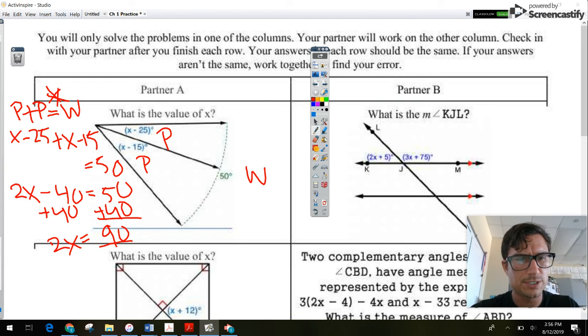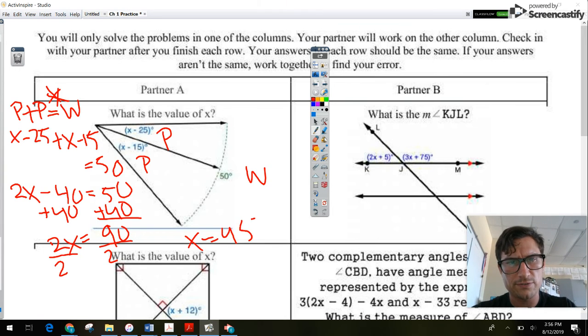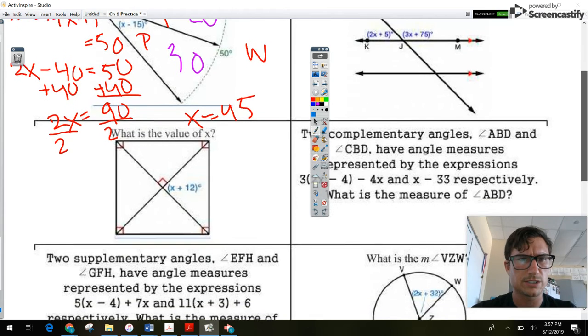Anytime you want to undo in algebra, you do the opposite, multiplication, division. So x is 45. So that gives us 45 minus 25 is 20. And 45 minus 15 is 30. So 30 plus 20 is 50. We just checked it. Good job.